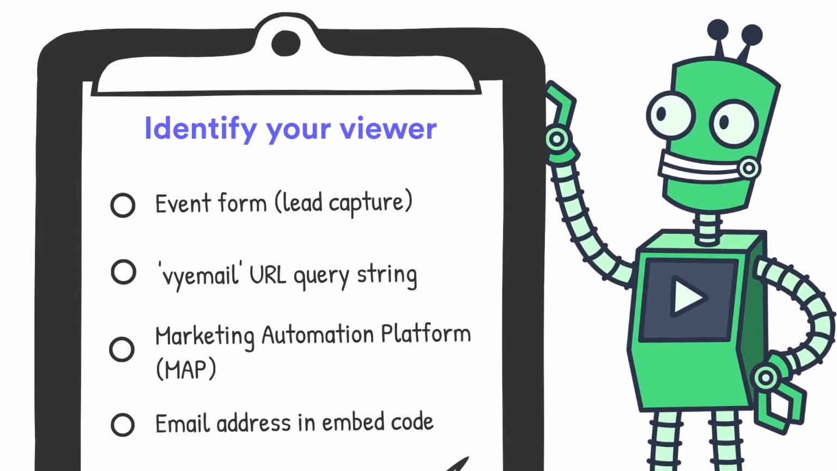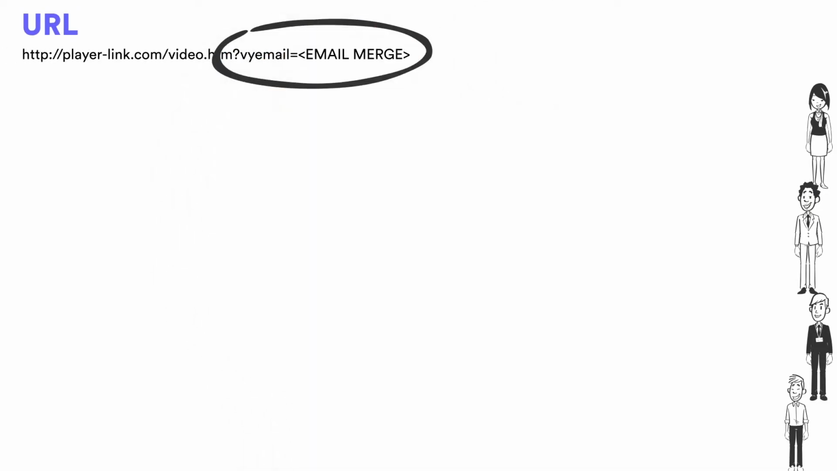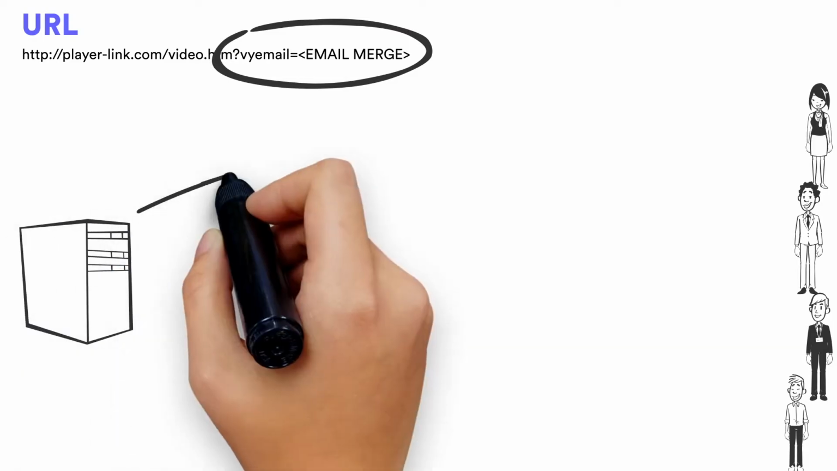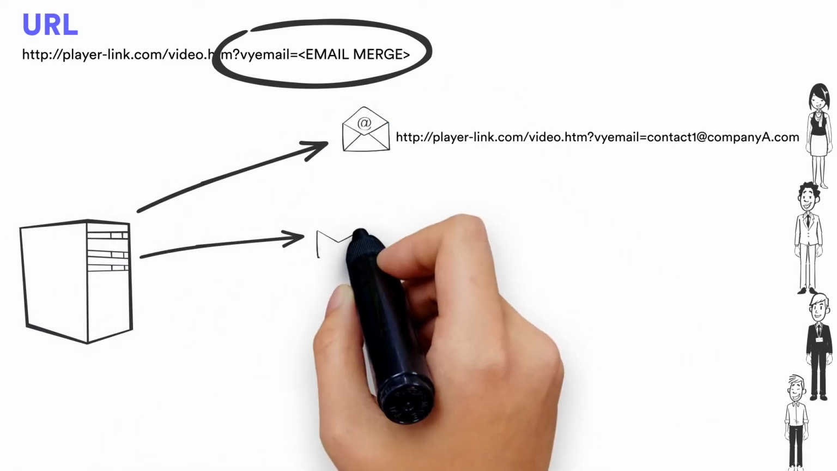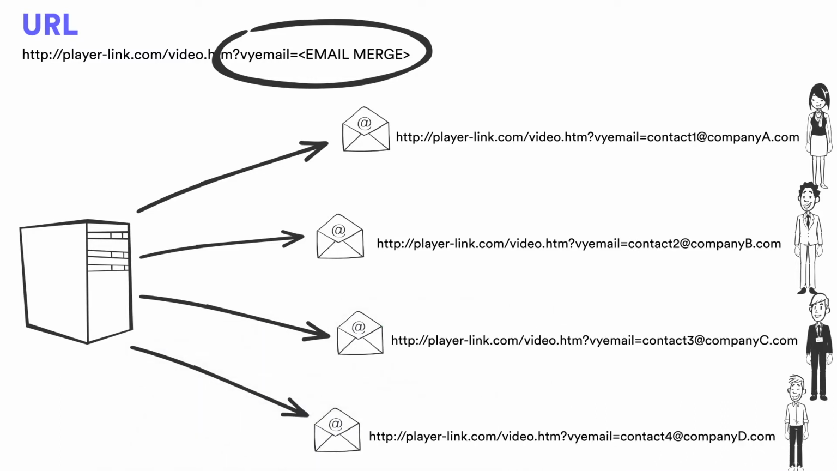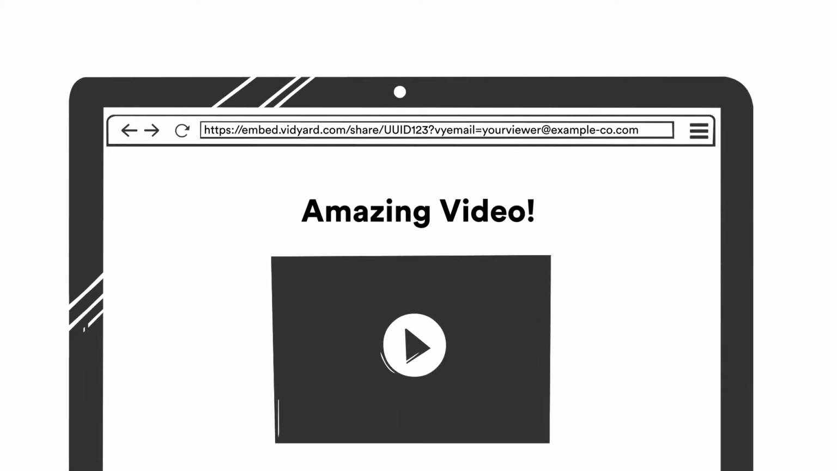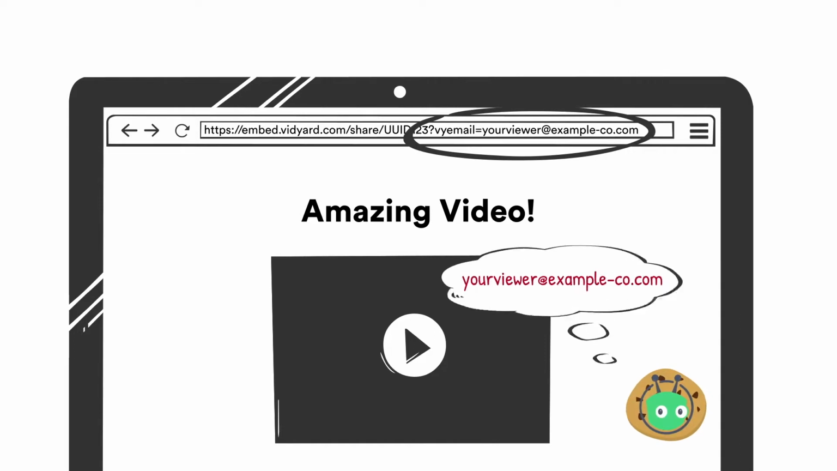The next option would be to use a VY email string in the URL. If you don't have an integrated MAP, but use an alternative marketing email platform, this option is ideal for collecting identified viewers. Add a contact's email address to your page links after the query string vy_email equals. Using an email address merge tag within your emailing tool will provide you the ability to do this at scale. Your contact's Vidyard cookie will be identified when they land on the page with a Vidyard player. By using this method, you can tie the email address to the viewer without needing them to fill in any more forms.